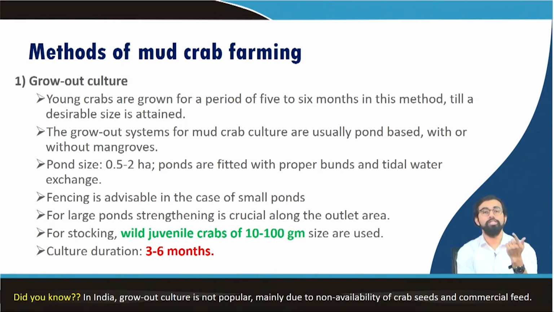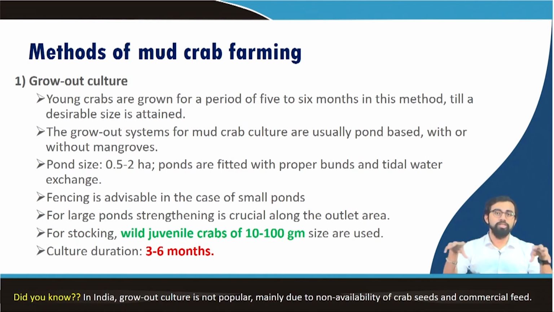In grow out culture, the young crabs are grown for, say, 5 to 6 months in this method till a desirable size is attained. In grow out systems, the culture is usually done in ponds, with or without mangrove, with a size of around 0.2 to 5 hectare. You know what a hectare is, right? 1 hectare is 10 to the power 4, or 10,000 square meters. So it's around 2.5 acres.